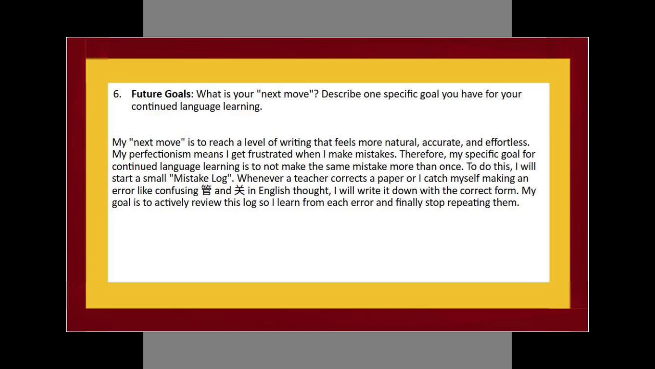My next move is to reach a level of writing that feels more natural, accurate, and effortless. My perfectionism means I get frustrated when I make mistakes. Therefore, my specific goal for continued language learning is to not make the same mistake more than once. To do this, I will start a small mistake log whenever a teacher corrects a paper or I catch myself making an error like confusing "though" and "thought." I will write it down with the correct form. My goal is to actively review this log so I learn from each error and finally stop repeating them.